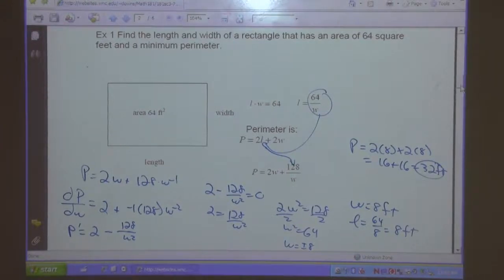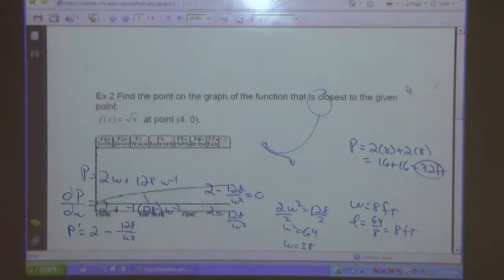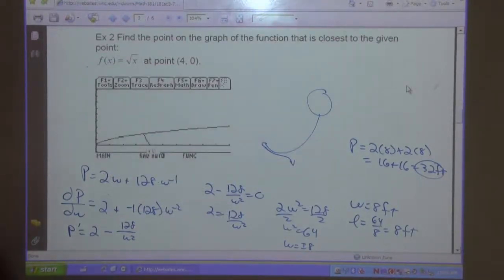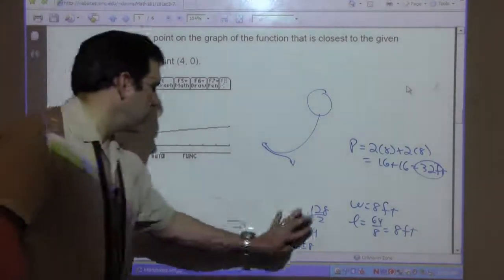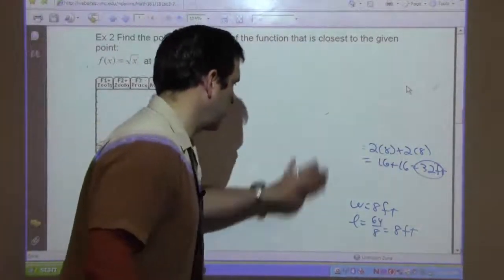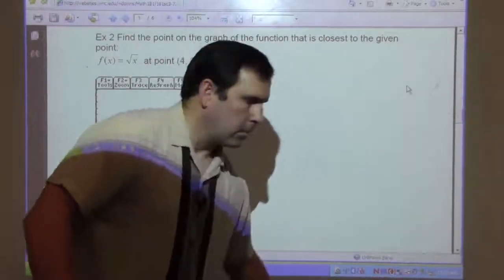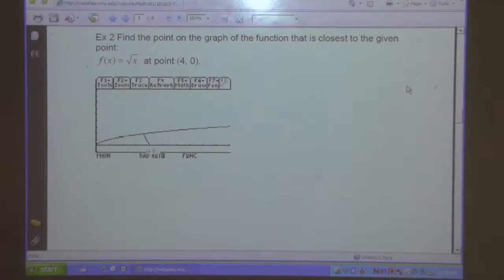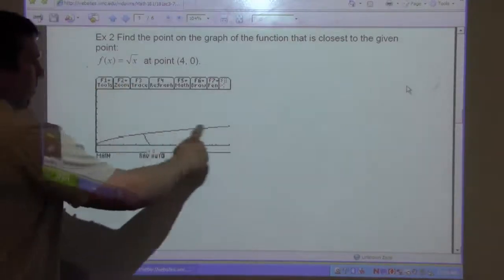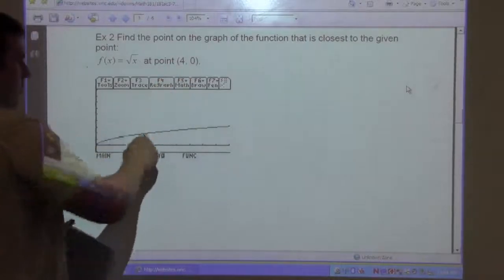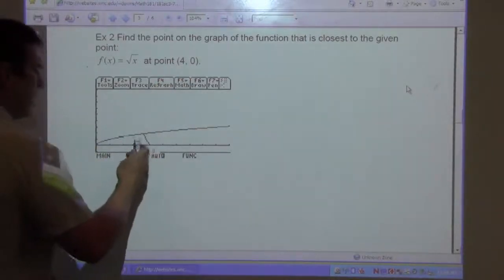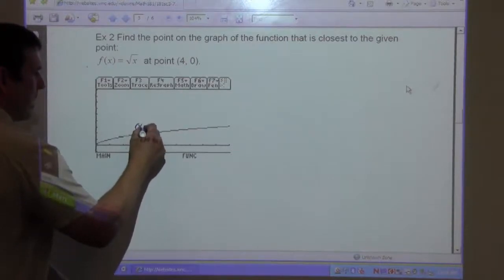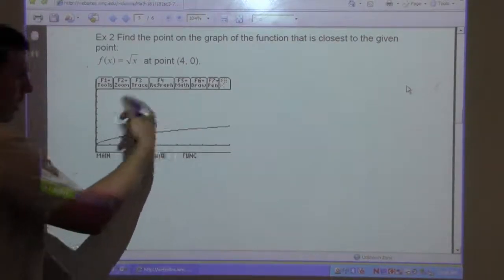Okay, let's go on to page 3, example 2. I gave a lot of space for each example here. Now, this one says find the point on the graph of the function that is closest to the given point. So we're talking about f of x equals square root of x is the function, and the point is 4, 0. So here's 4, 0. This closest point is going to be located at x comma square root of x.